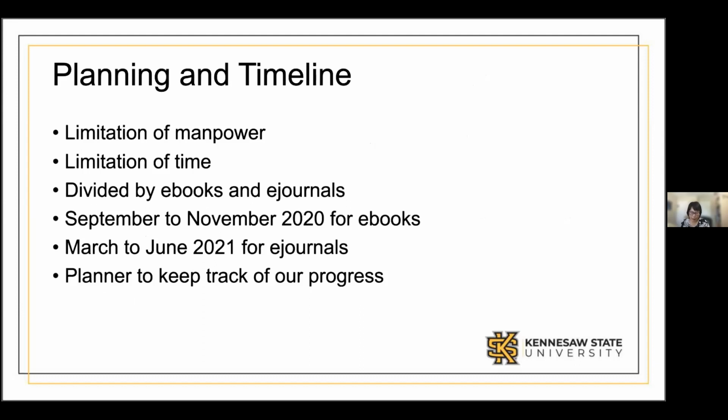So when we started to add the SUSHI Counter Release 5 project, we had limited manpower and time. So we divided the project into 2 parts, ebooks and e-journals. From September to November 2020, we did ebooks. We started e-journals in March 2021, and we will complete the project on time in June 2021. We started the project when the COVID-19 pandemic hit. Since everyone works from home, we use Microsoft Planner to keep track of our progress and centralize useful documents.